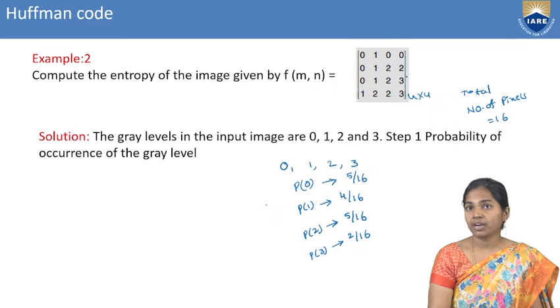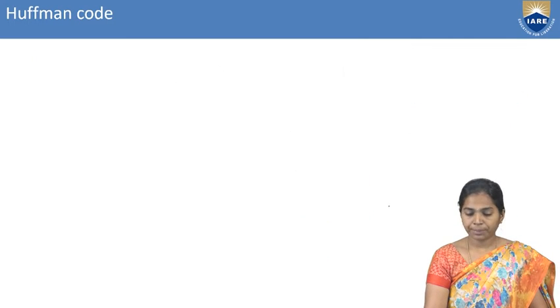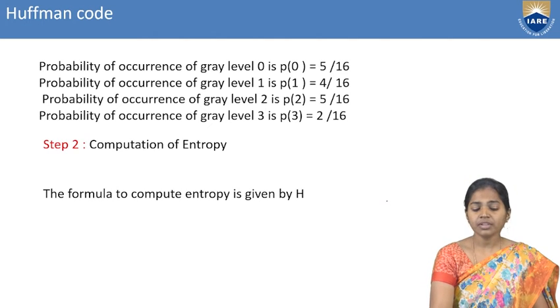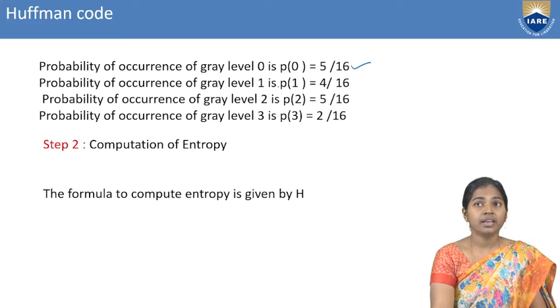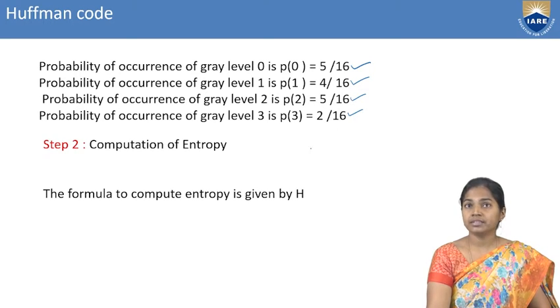So the probability of occurrence of gray level 0, P of 0, is 5 by 16, and the probability of occurrence of gray level 1, P of 1, is 4 by 16, and the probability of occurrence of gray level 2 is 5 by 16, and 3 is 2 by 16.